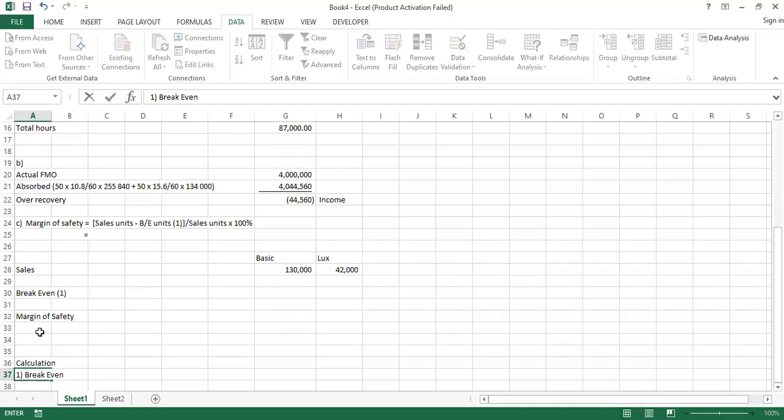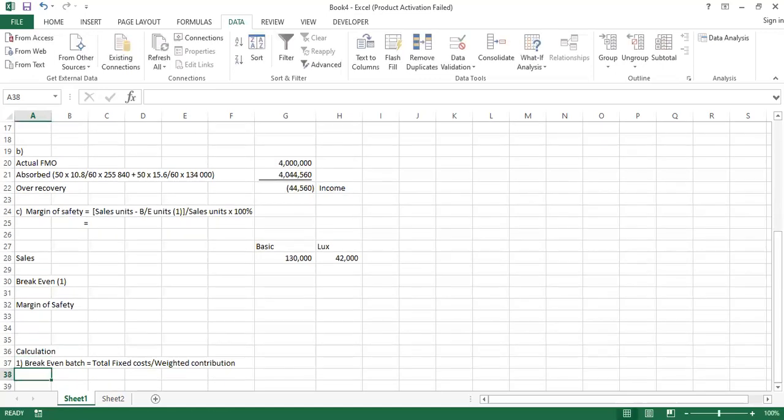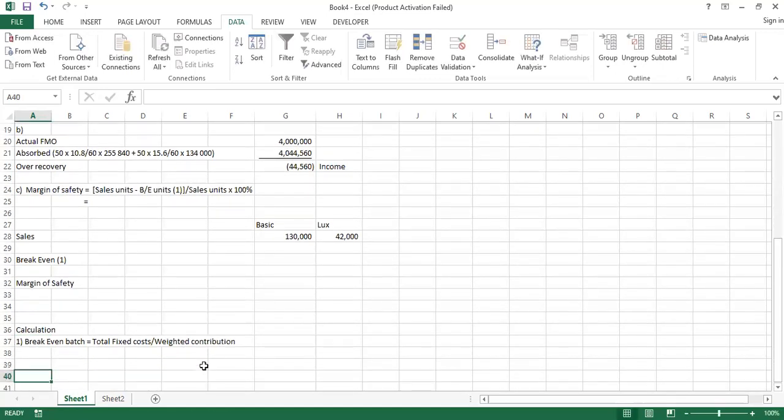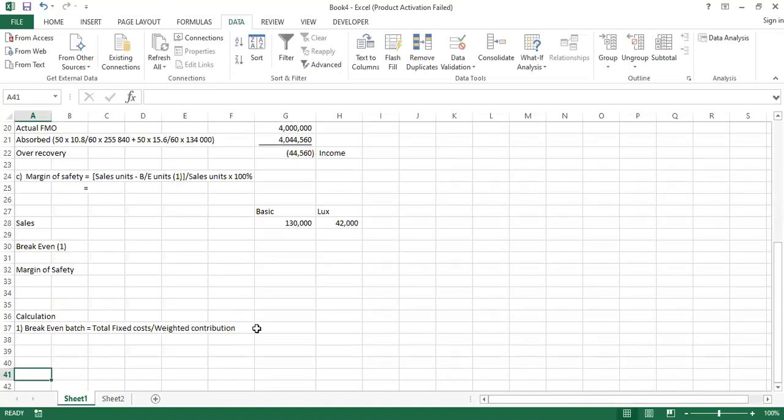All right, so break even, because we are dealing with multiple products now, our calculation is going to get us to a break even batch. What is the break even batch? It's going to be total fixed costs divided by weighted contribution. What you probably know by now is your contribution calculation, but we'll add to that and come up with weighted contribution. But still, if you don't know contribution calculation, we are just about to do that anyway, right?